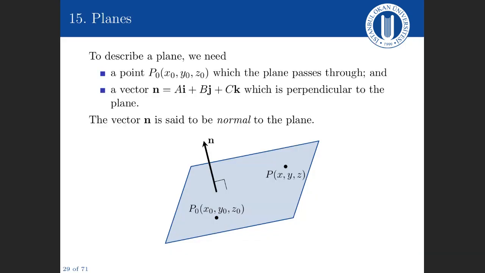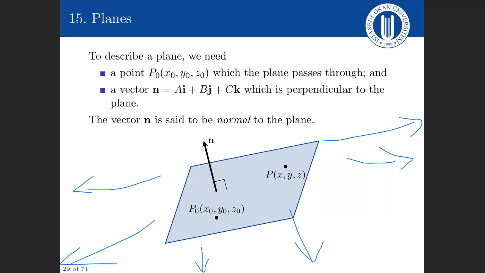Next, planes. To describe a plane, we need a point P0, which the plane passes through, and we need a vector n, which is perpendicular to the plane. Here is our picture. We have some point P0 on the plane. Of course, this plane goes to infinity in each direction, goes all of the way off this in each direction. I've only drawn a small part of this plane.